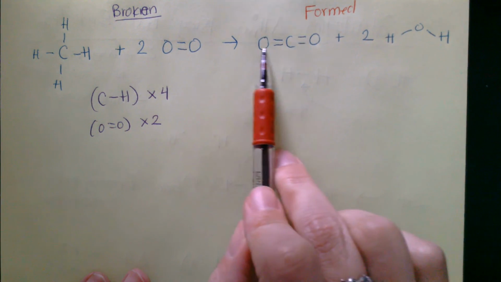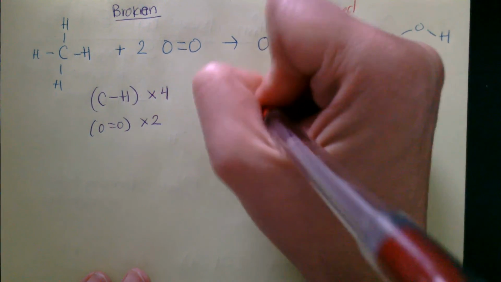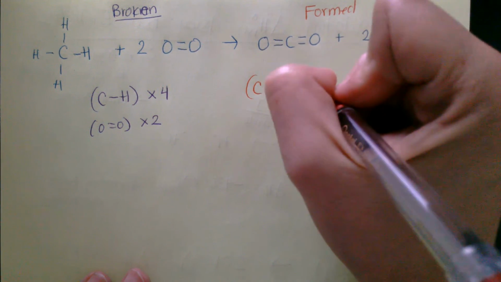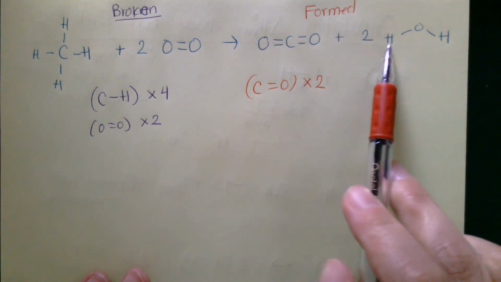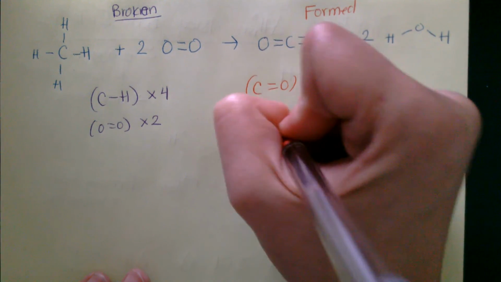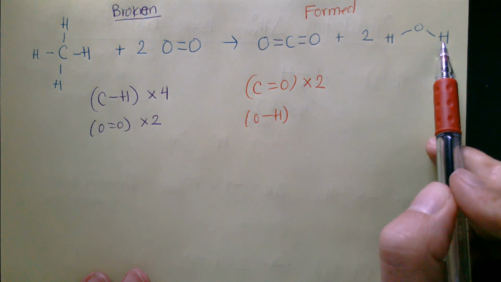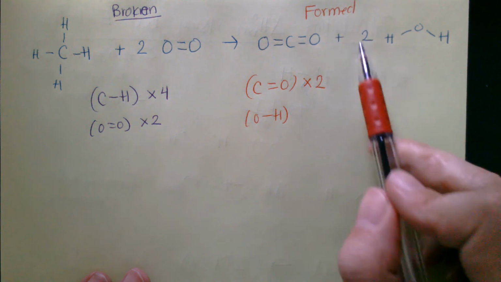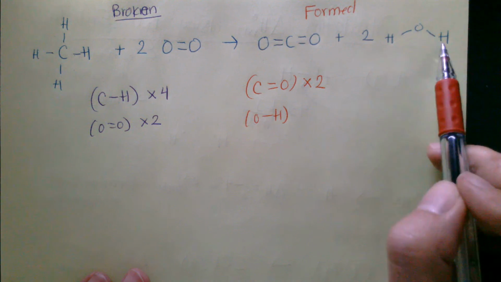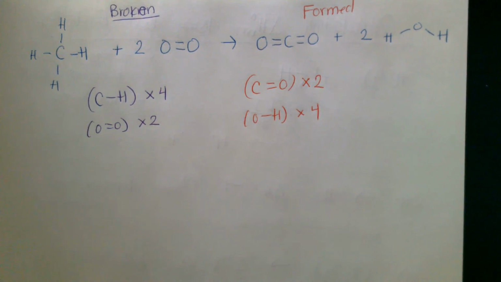Let's look at what's formed. Okay, so I have a carbon-oxygen double bond, so that's the C double bond O. So I have 1, 2 of those, so times 2. We look here, I have an oxygen-hydrogen single bond, OH. Okay, so I have 1, 2 of those in this molecule times the fact that I have 2 of these. So 2 times 1, 2 tells me I am forming 4 OH bonds.